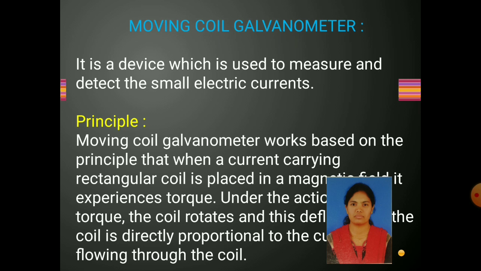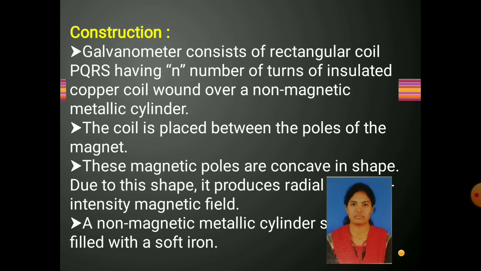What is the working principle behind moving coil galvanometer? Moving coil galvanometer works based on the principle that when a current carrying rectangular coil is placed in a magnetic field, it experiences torque. Under the action of this torque, the coil rotates, and this deflection in the coil is directly proportional to the current flowing through the coil. So let us see the construction of moving coil galvanometer.